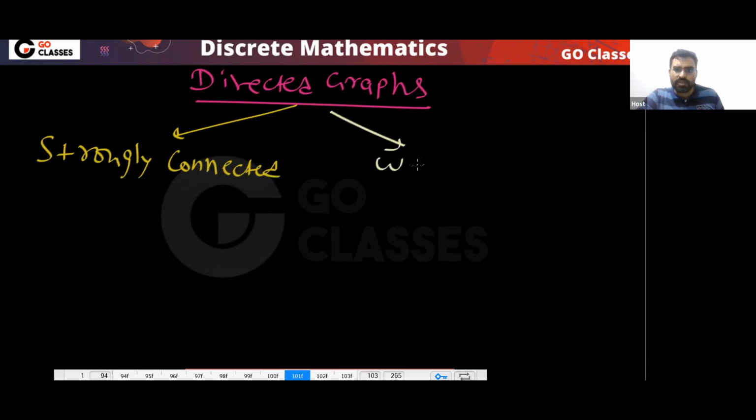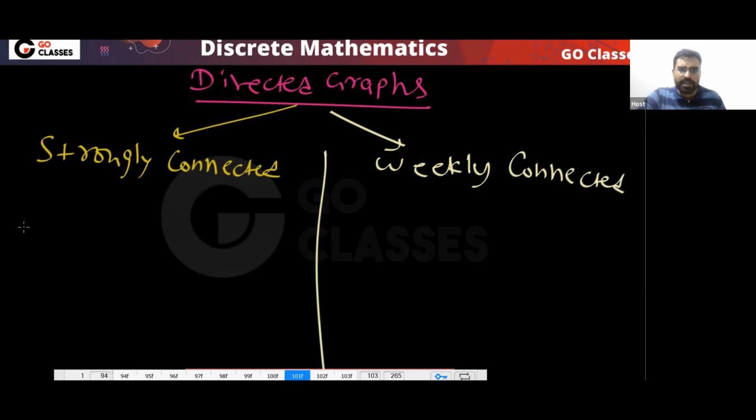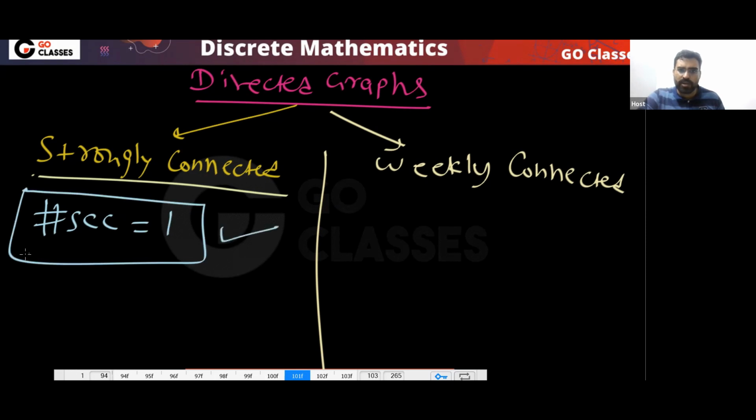These are not opposite of each other. Remember, these are not opposite of each other. The definitions are completely different. Strongly connected means the number of strongly connected components is one.